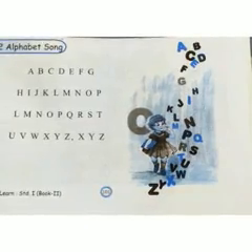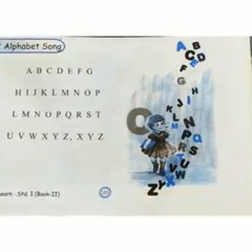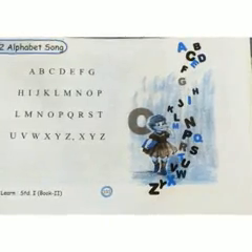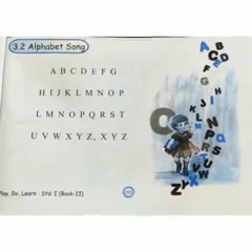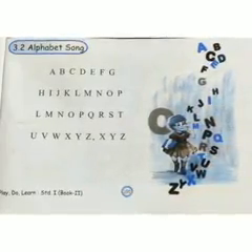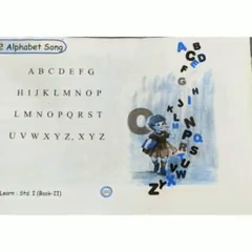Okay, now last line. U V W X Y Z X Y Z. One more time. U V W X Y Z X Y Z. Okay, now hold the poem, we will repeat it again.